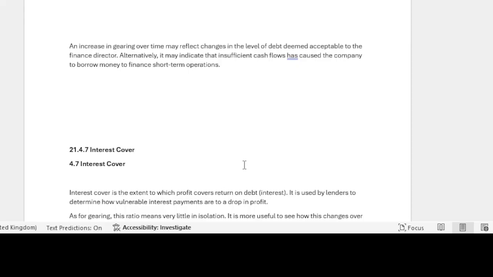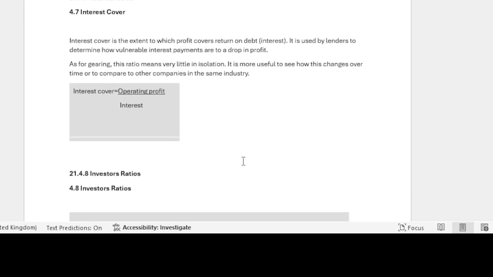Okay, so let us now continue. Let's look at interest cover. What is interest cover, in simple terms, even before looking at the calculation? Anyone has an idea? Anyone who can explain interest cover in layman's language?